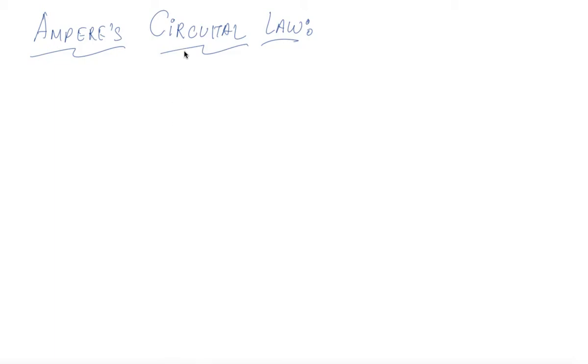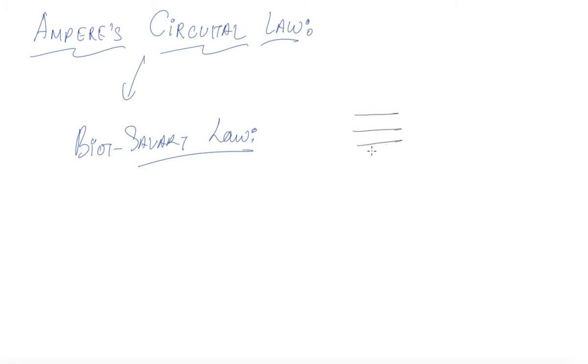So now let's have a discussion on Ampere's circuital law. Ampere's circuital law can be understood by a special case of Biot-Savart law. What we can understand is, suppose the surface has current passing through it. Suppose this is my surface, and in this surface there is a current that is passing through it.